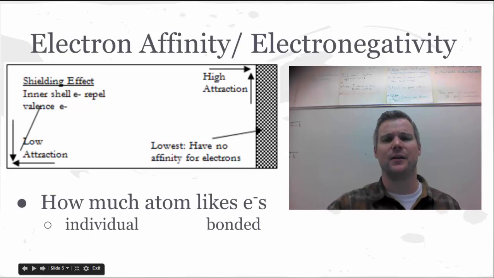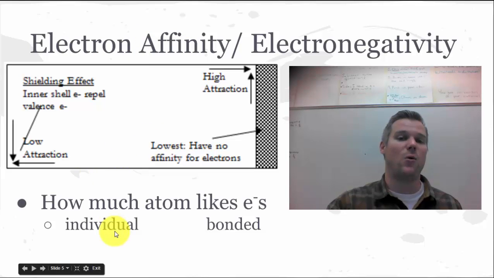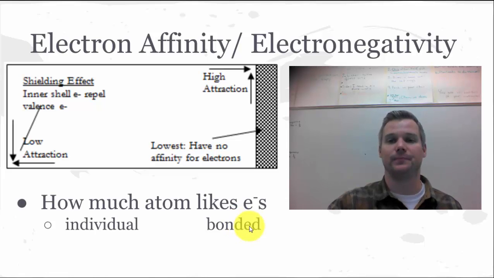Ionization energy is kind of related to electron affinity and electronegativity. Ionization energy was removing electrons. This is just looking at how much atoms like electrons. Now, electron affinity is you look at an individual atom and you measure how much does it like electrons. How well does it share electrons, kind of. Electronegativity is how much does it share electrons in a given bond. So you compare two atoms bonded to each other and how well those atoms share is the electronegativity.